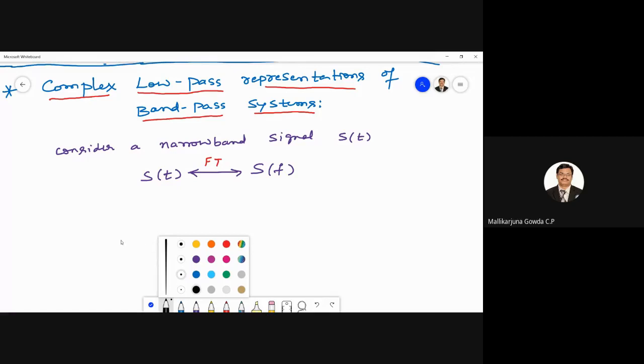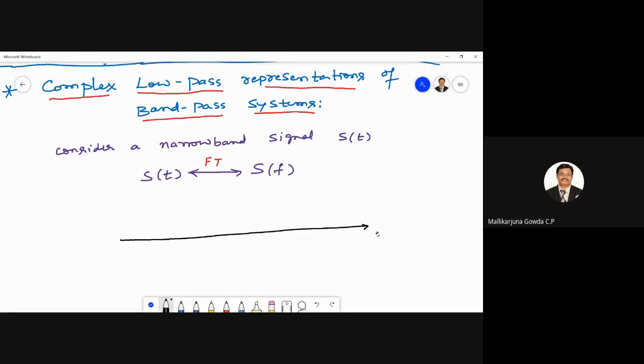I already said how to represent that. So I can just recap that. This is my frequency. The signal will be around plus or minus fc. This is how I represent the bandpass signal in the frequency domain, and it has a magnitude of 1.